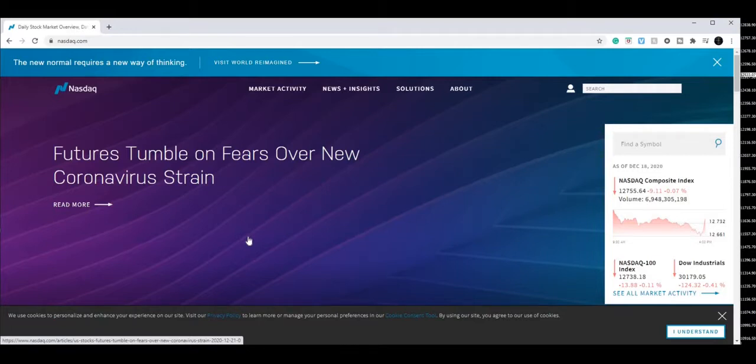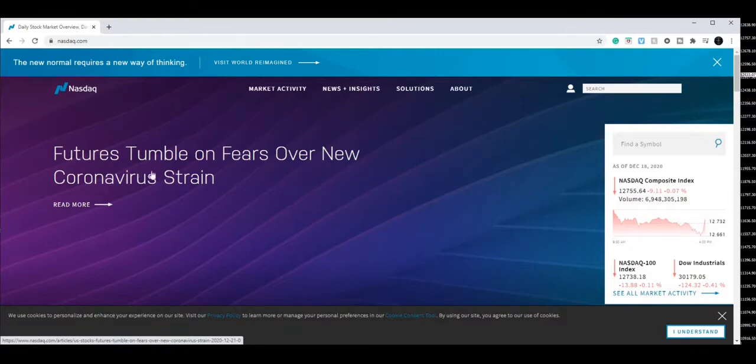So why are we on this page? We're on this page to find insights on Nasdaq. We need to find out what is happening in Nasdaq. When you open the portal of Nasdaq.com, the first thing you need to realize is that there is always a heading. It says futures tumble on fears over new coronavirus strain. So what does that tell you? It tells you that the market is bad. So what would we do with this news? We're going to go and sell, right? We're going to go back to our MetaTrader 4 or MetaTrader 5, and we're going to sell this market because of what we have read.